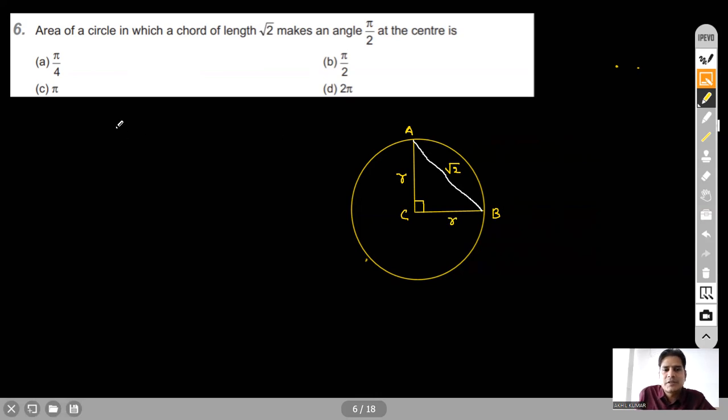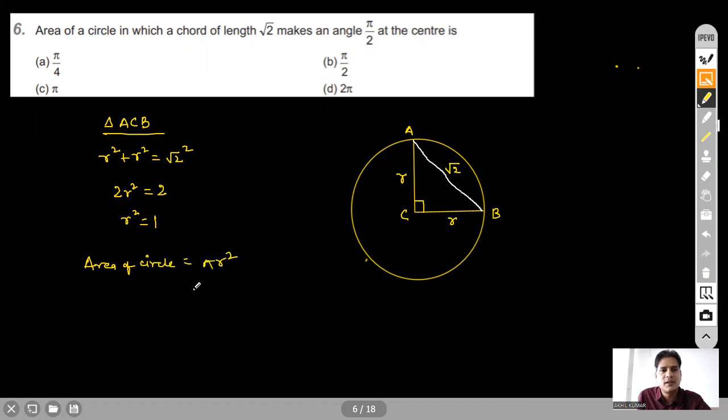Applying Pythagoras theorem in the triangle ACB, we get R square plus R square is equal to root 2 square. So 2R square is equal to 2, and R square will become 1. What will be the area of the circle? Area of circle is pi R square. R is 1 here, so the area will be pi square unit. So option A is correct.